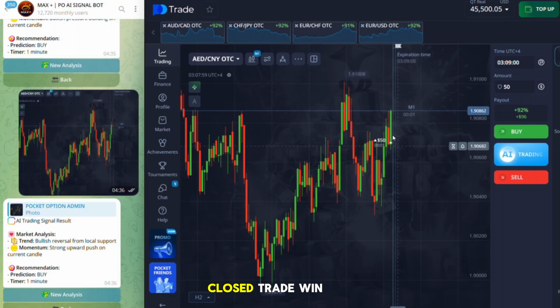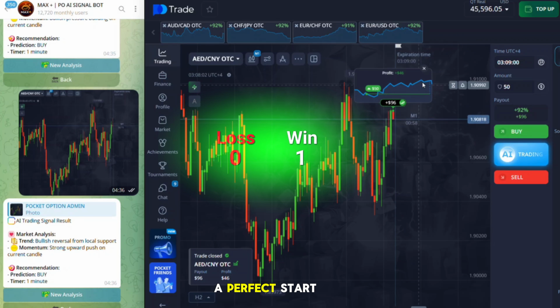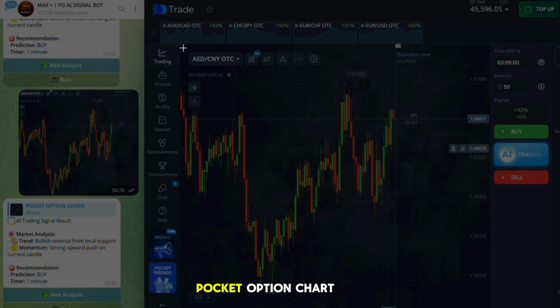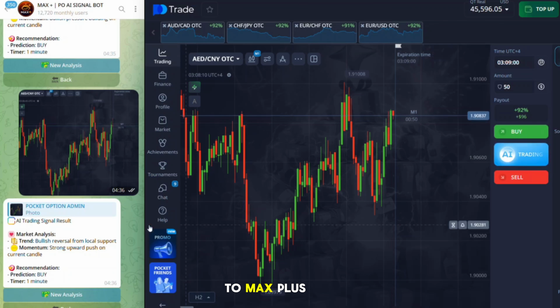The position has closed. Trade win. A perfect start. Now let's move on to the second trade. I'll take another screenshot of the PocketOption chart and upload it to Max Plus Bot.